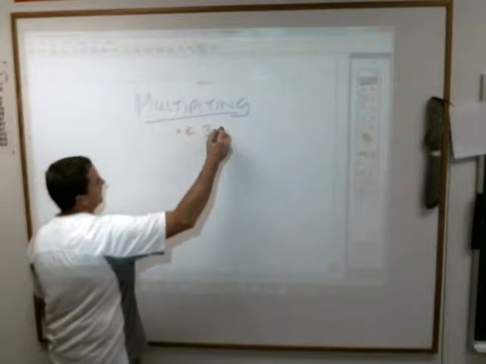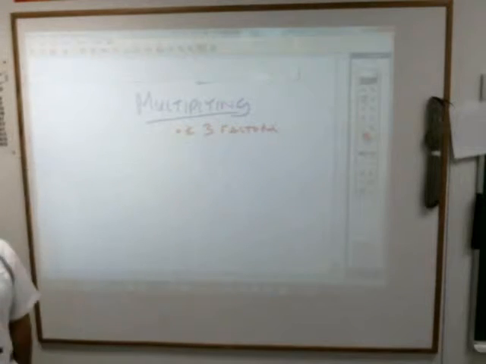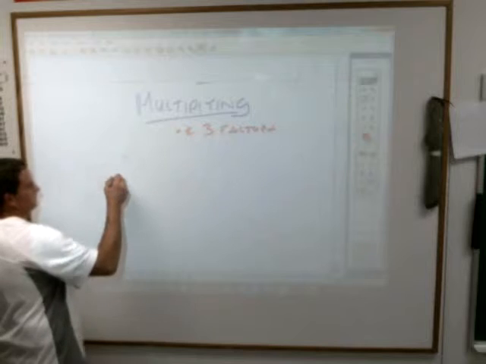this one's called 3 factors, 3 or more factors. Which, for example, means, let's say you have 6 times 3 times 5.